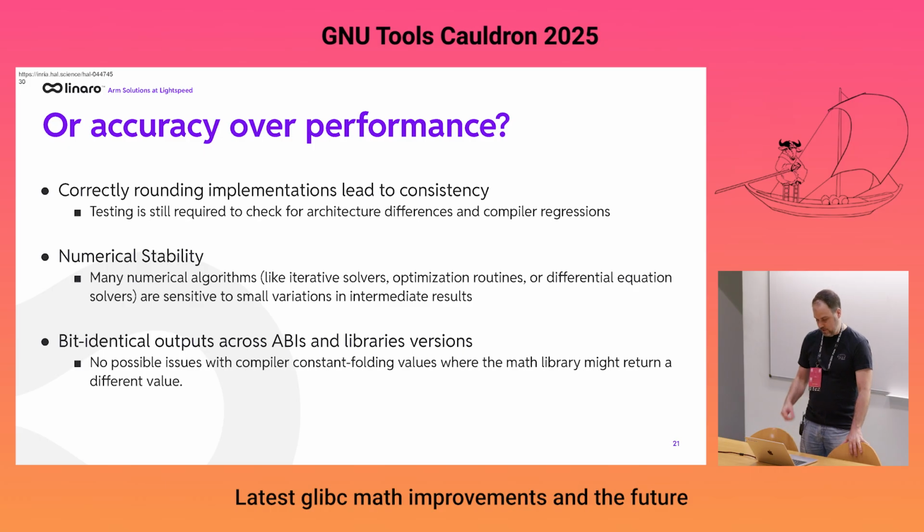Some numeric algorithms expect correct rounding, and if we provide this, it's one less source of problems that the user will need to debug. And another thing that I think is quite important is we have outputs independent of the ABI and library versions, meaning independent of the library version you're going to use, you're going to have the same result if it's a correct rounding. Because back then we used to have some internal testing to check what's the expected accuracy for each symbol, and we document this in the manual.